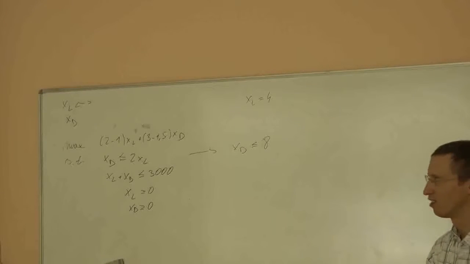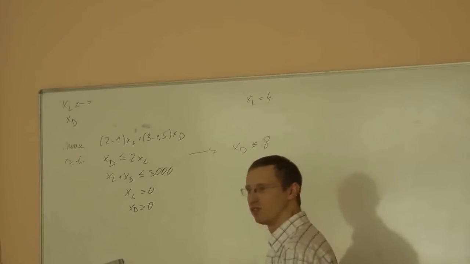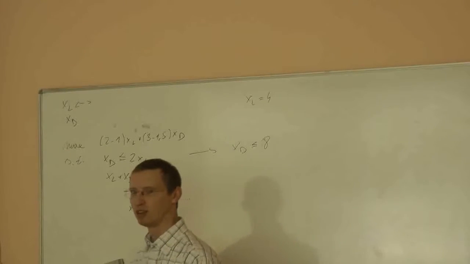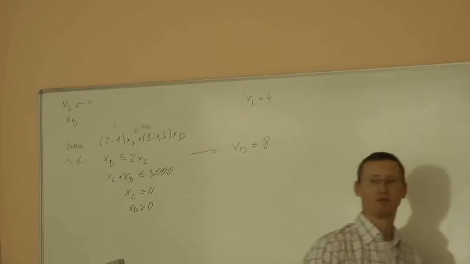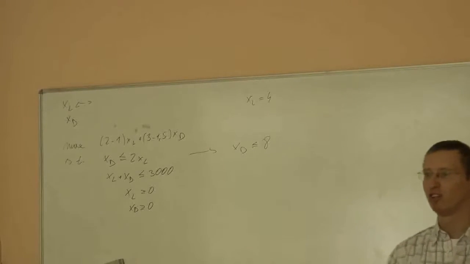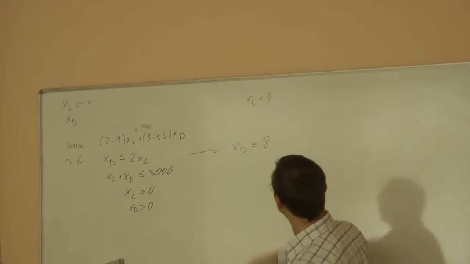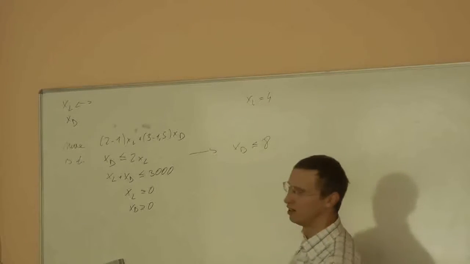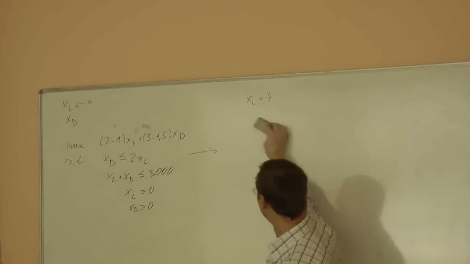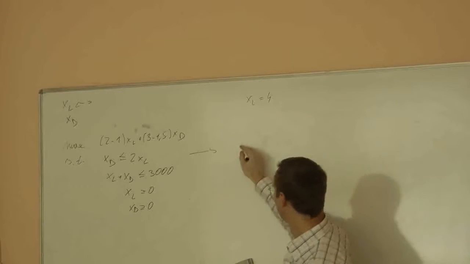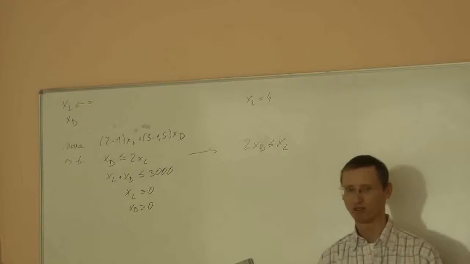So how can we fix that? You see, these are trivial examples, but we have to be careful, because if we are not, we solve a different problem. So how should the constraint read? Let's imagine I have x_L equal to 4. Which constraint do I need? 2x_D less than x_L. That's the constraint that we need.